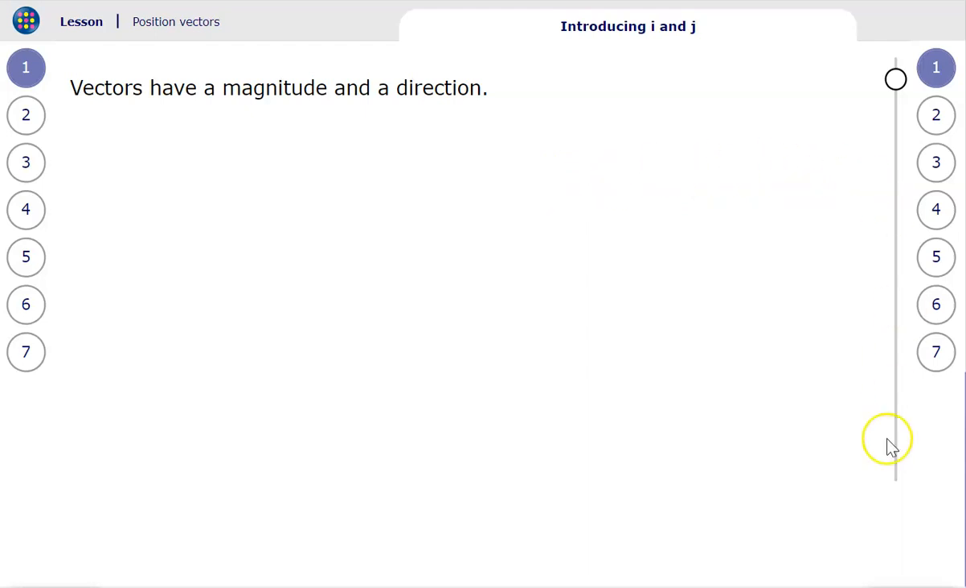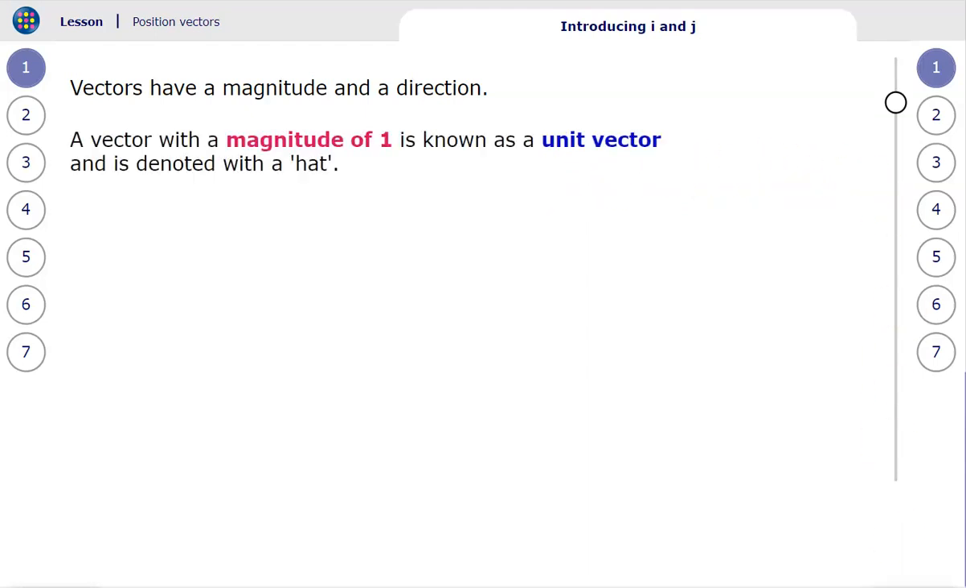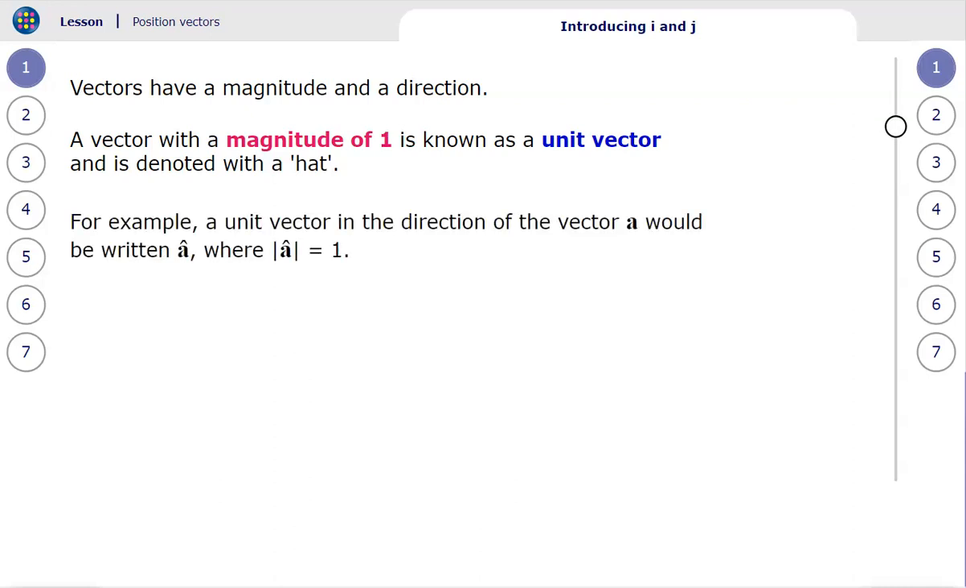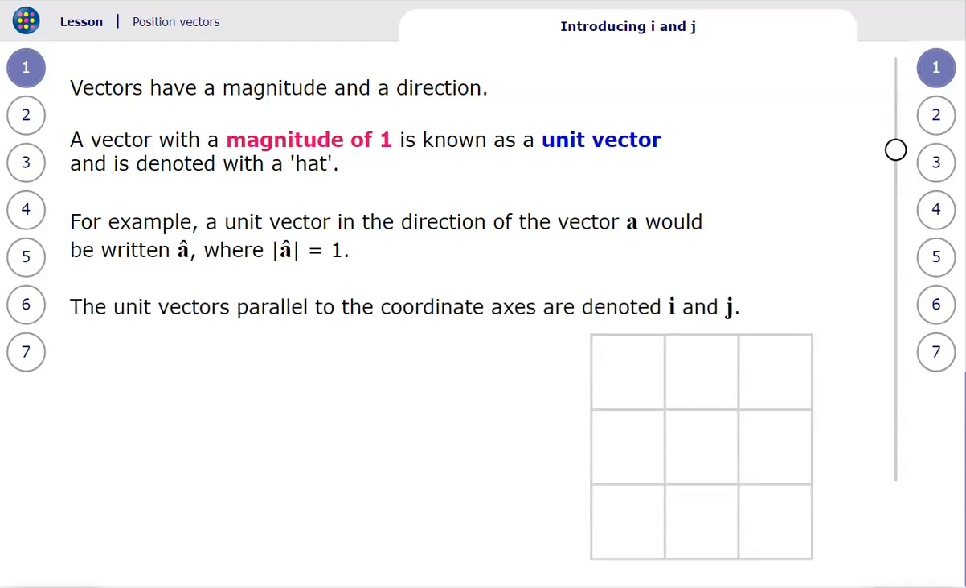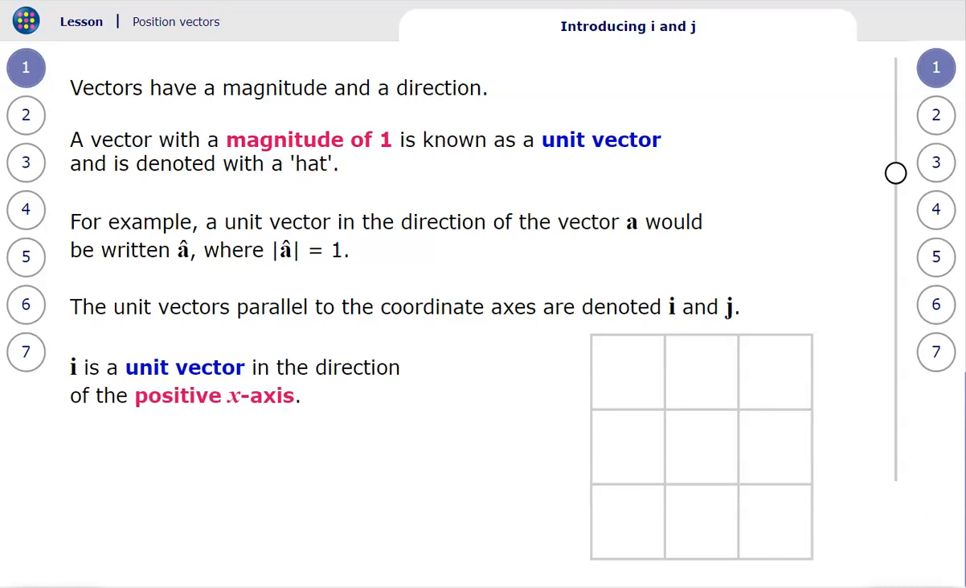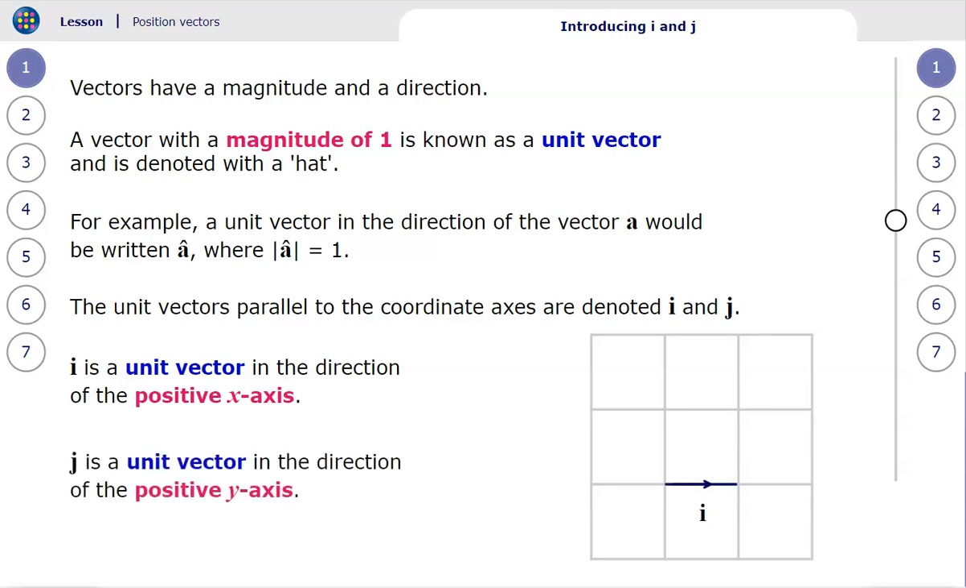Now, as we said before, vectors have both magnitude and direction. If a vector has a magnitude of 1, it's known as a unit vector and can be written like this. Unit vectors are parallel to the coordinate axes, and they're denoted by either i or j. i is a unit vector in the direction of the positive x-axis, so the horizontal one, and j is a unit vector in the vertical axis, like the y-axis.